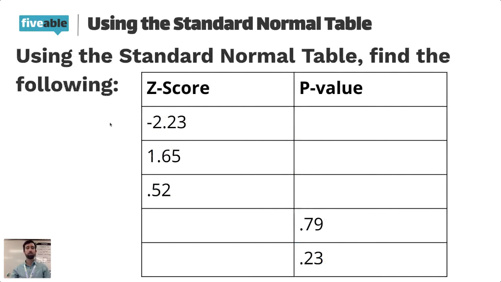Okay, so here I have some standard normal curves, or some z-scores that I want us to convert to p-values, and then p-values to z-scores.